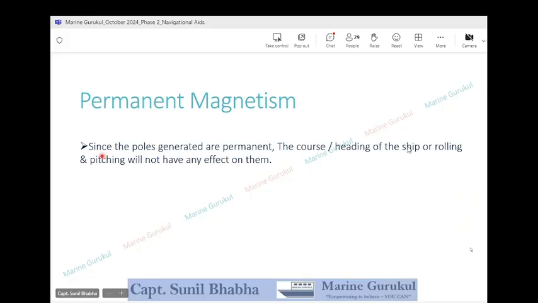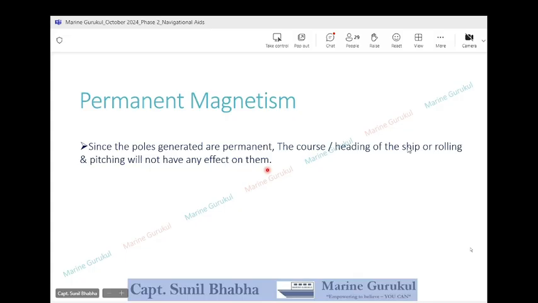Now, since it is permanent magnetism, the poles which are generated, as we have seen, a blue pole is generated where the lines enter the material and a red pole is generated where they leave the material. The poles generated are also permanent. The course or the heading of the ship or the rolling pitching motion of the ship will not have any effect on them. Once these poles are generated, the rolling pitching of the ship, the course of the ship, the heading of the ship, the position of the ship will not have any effect on these poles because these are permanent poles.